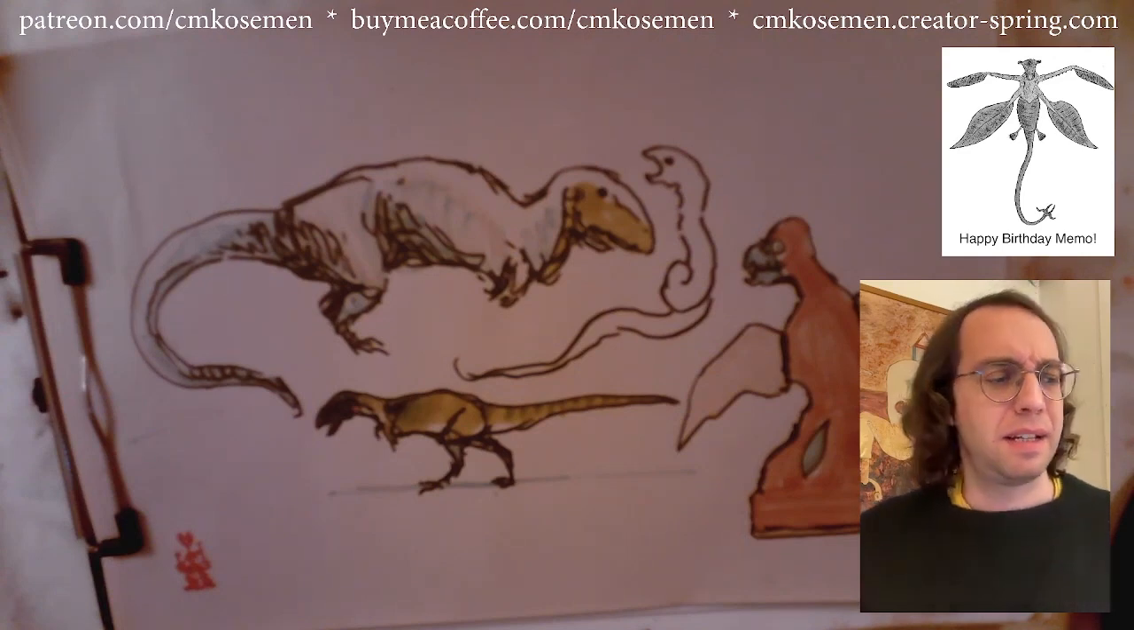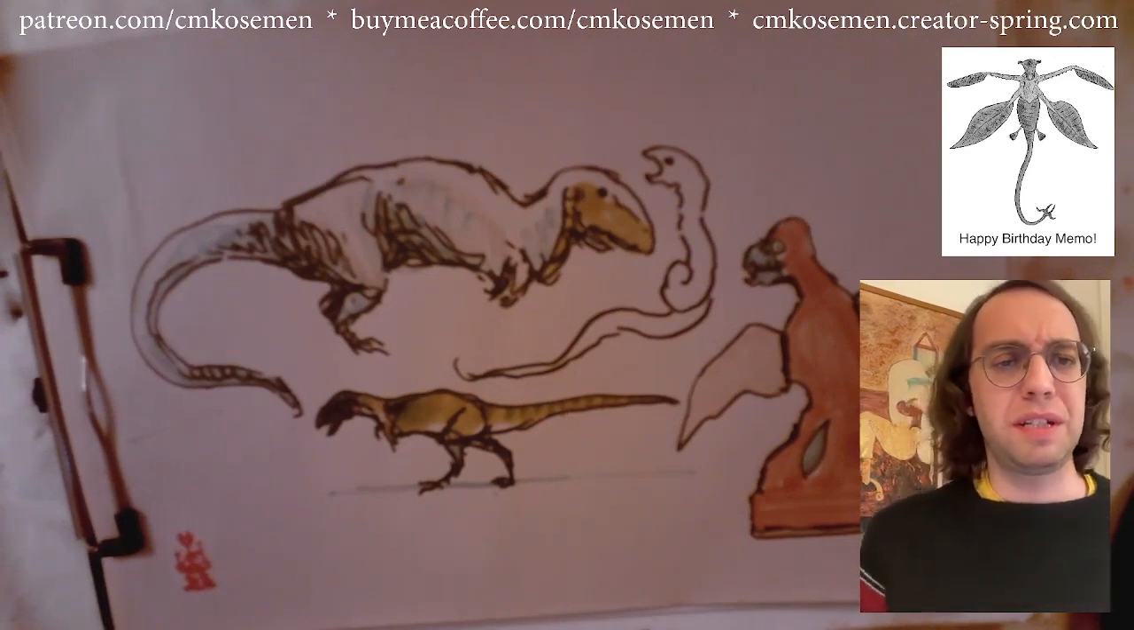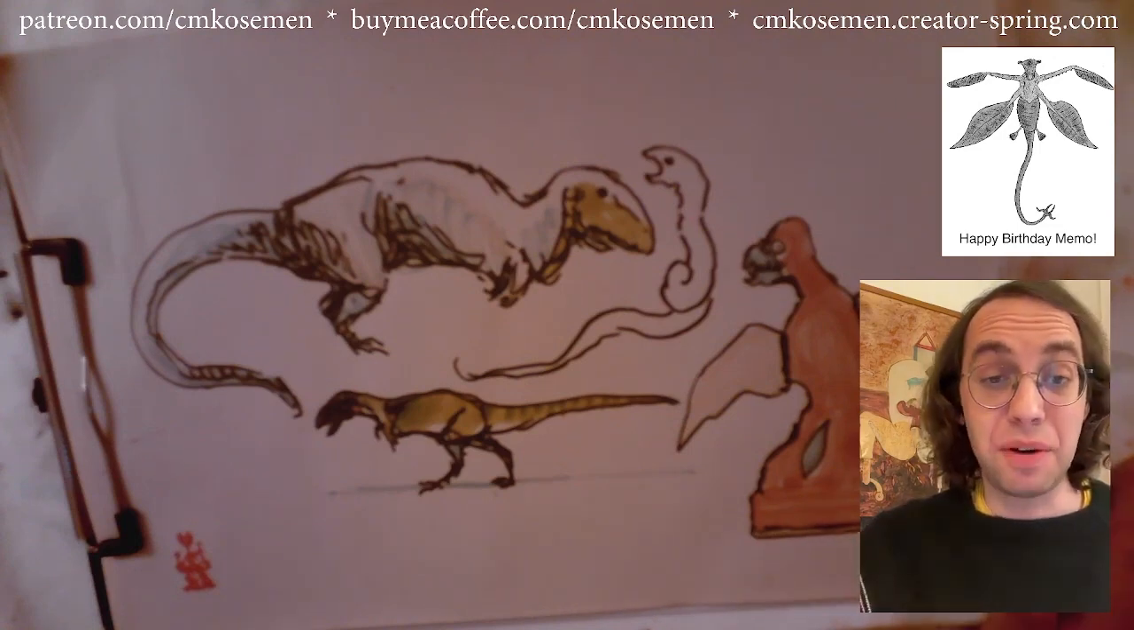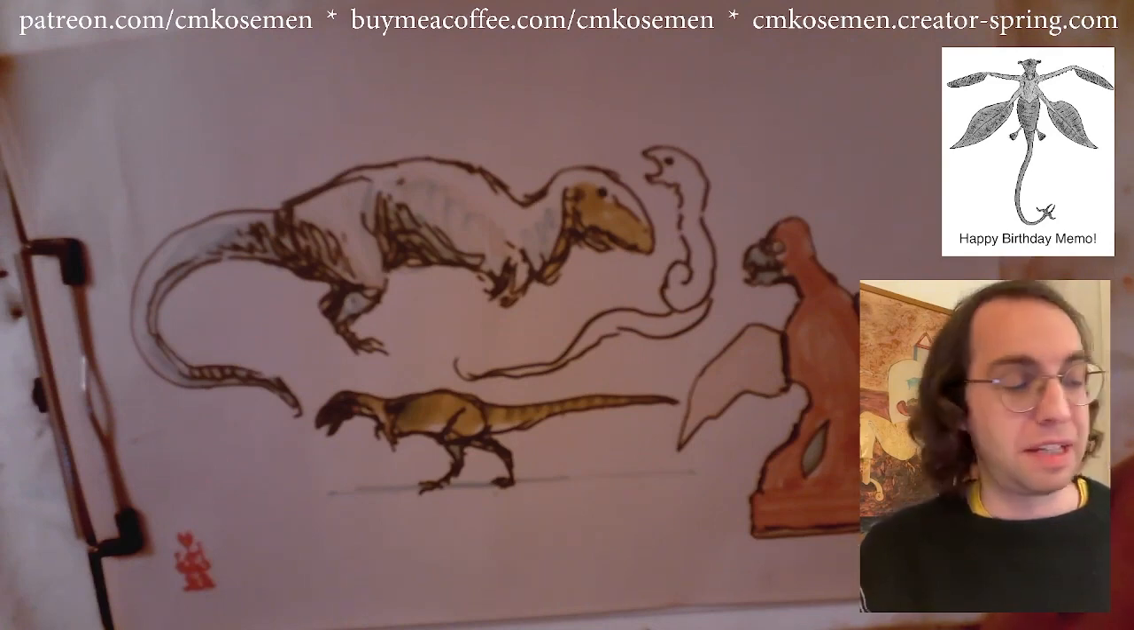EM10 says, how do you draw clothes? It's always a struggle finding interesting leg wear. Interesting leg wear? You could draw some people if that's fun for you.